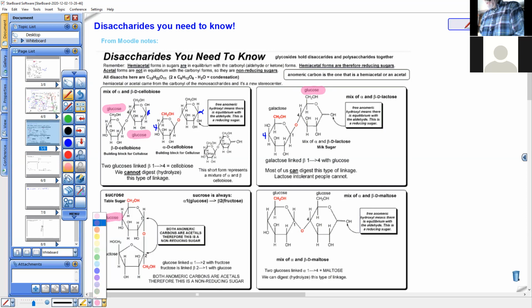Beta linkage. Cellobiose has to be beta here and beta here. That's what makes it cellobiose. Now, if the beta linkage is between galactose and glucose, it's beta, but it's not glucose on the left side this time. It is galactose. And then you're talking about lactose.